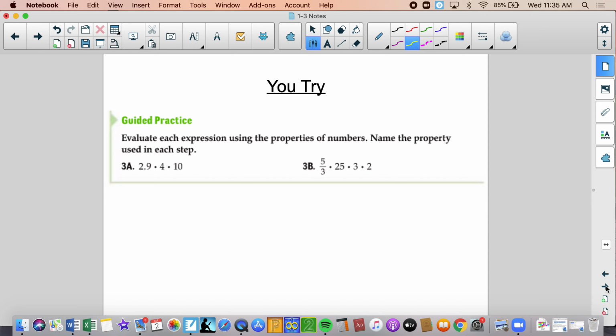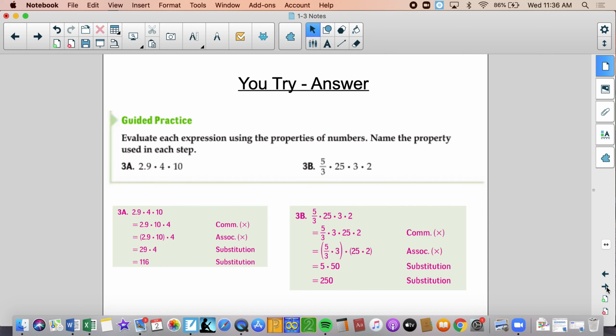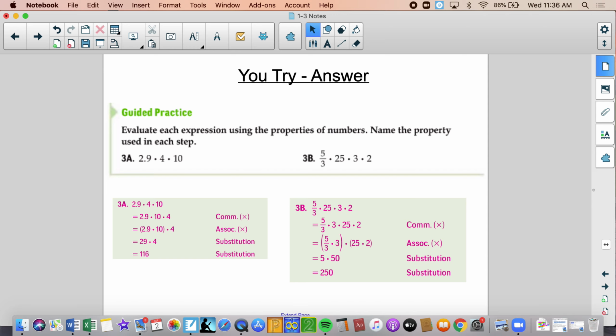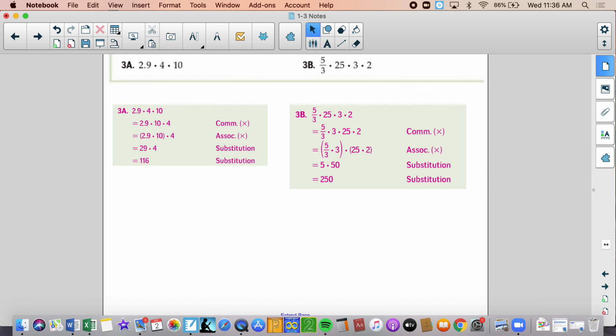So again, try these two problems, pause the video, and show me how you would go about doing these problems. When you're ready, unpause the video. So we have the two problems. We have 2.9 times 4 times 10. I don't want to multiply 2.9 times 4. I'm going to mirror those. So instead of having 4 times 10, I'm going to write 10 times 4. And that's the commutative property of multiplication.